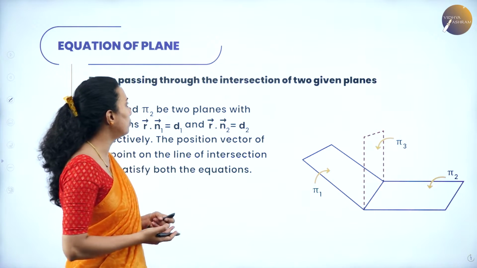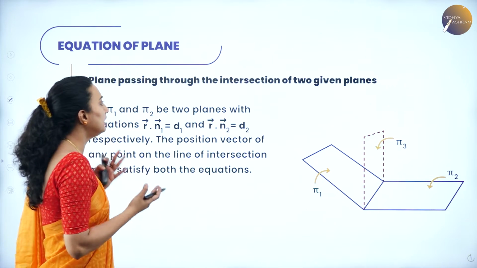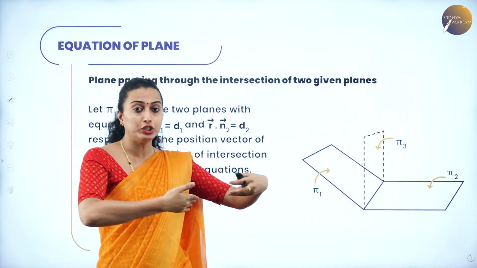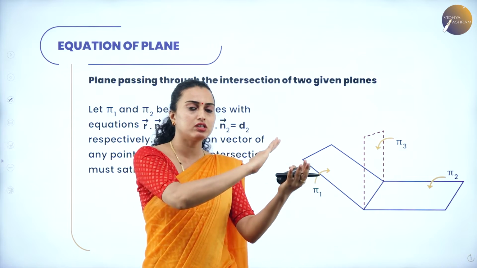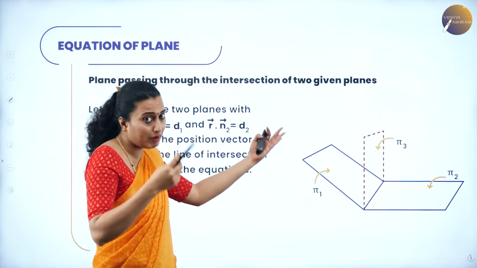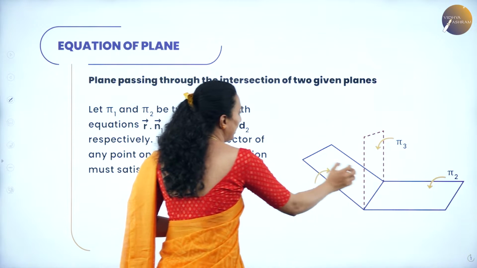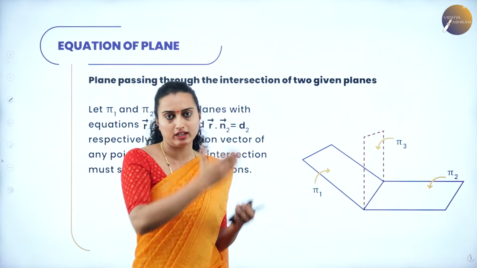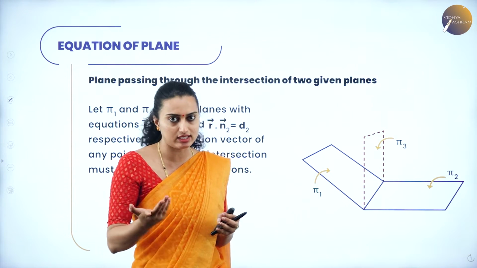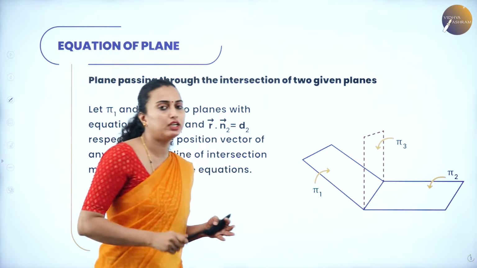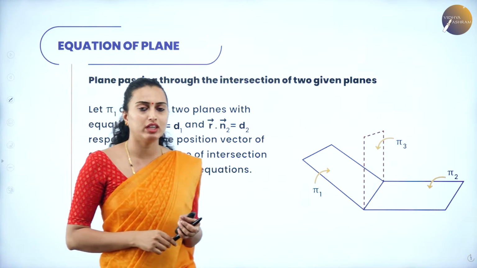Now we'll move on to the next derivation, dear students: the plane passing through the intersection of two given planes. If you hold two textbooks like this, this is one plane and this is the other plane. I am finding the equation of a plane passing through the intersection of those two planes. Let plane 1 be pi 1 and plane 2 be pi 2. I have to find the equation of what?